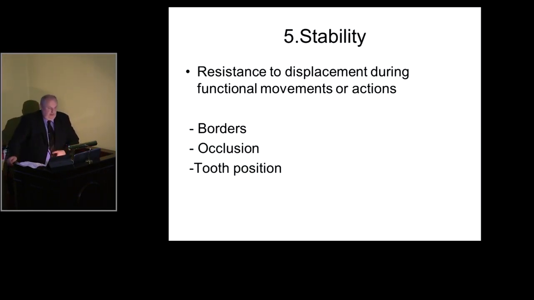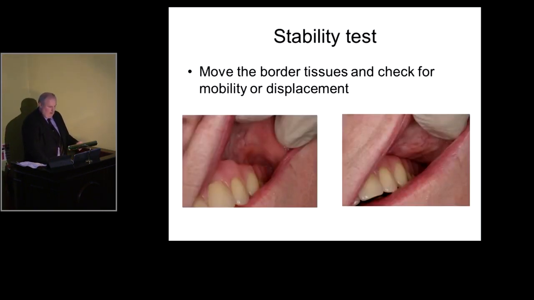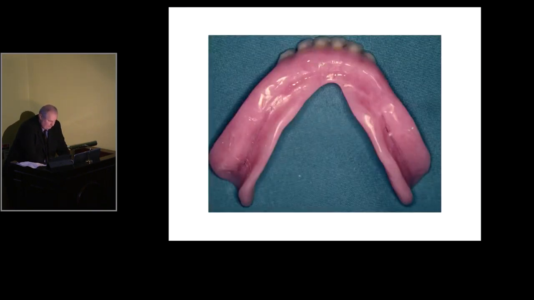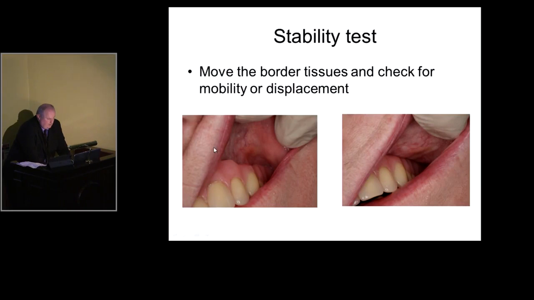Final thing, stability. There are 3 things that control stability: the borders, the occlusion, and the tooth position. Okay? So, how do you test for stability? You know how to test for retention, you know how to test for support. How do you test for stability? You go up to the buccal sulcus, you pull out the denture, and you pull out the buccal tissues, and if it doesn't knock the denture down, then you have good border stability.